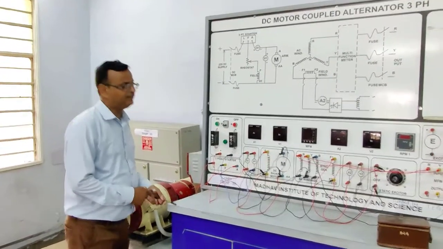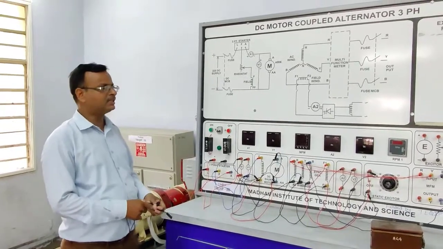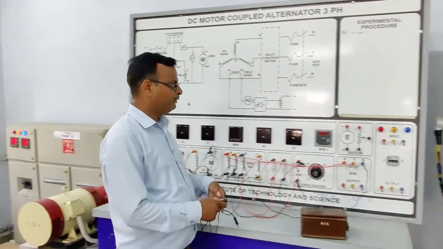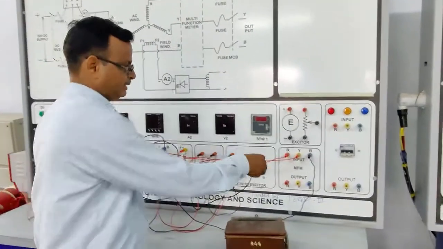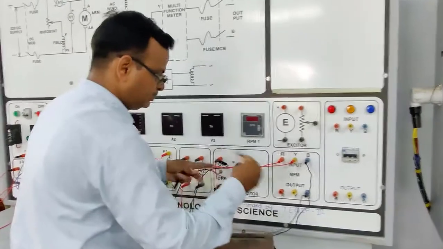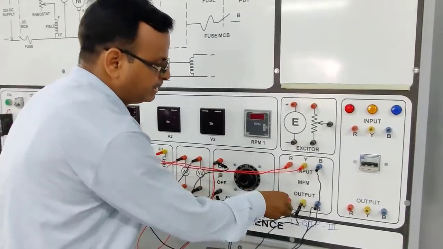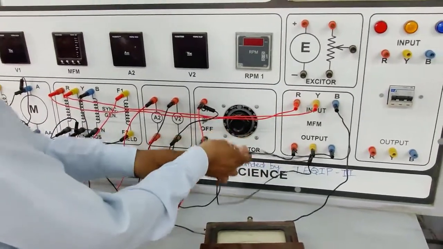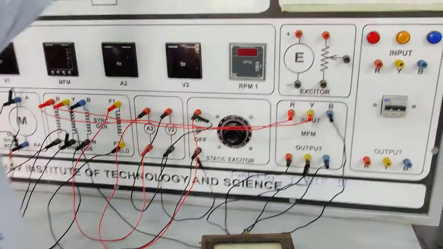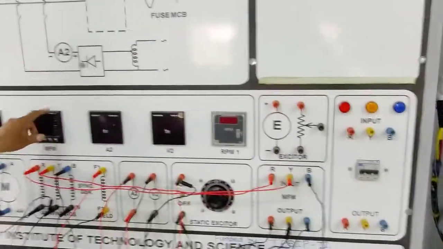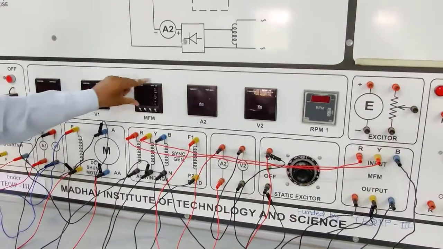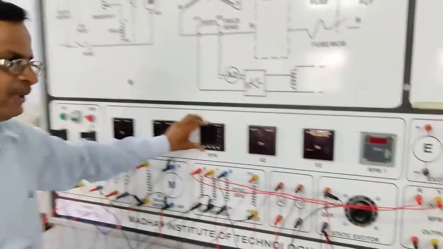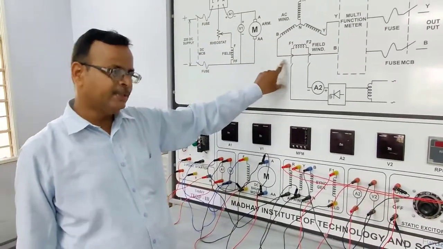Second part of this experiment is the short circuit test. In the short circuit test, what we have to do is short these output terminals through a wire like this. So the three-phase terminals are short circuited. In the short circuit condition, we have to observe the short circuit current with the help of this multi voltmeter and field current. This short circuit current should not exceed the rated value. The rated value of this alternator is 5 ampere.